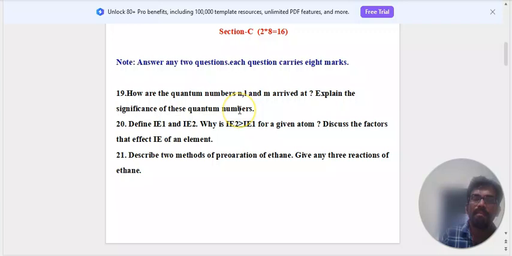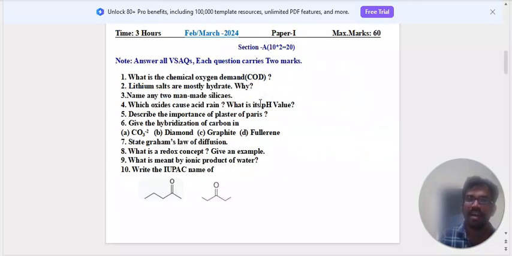So this is the May 2024 paper, A section, B section and C section questions. So if you learn all these questions, I hope you will definitely get good marks. Now coming to the February and March 2024 paper, you can see these questions in section A, the same 10 questions.